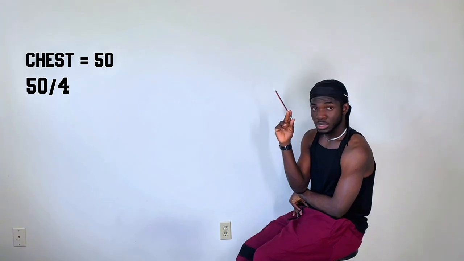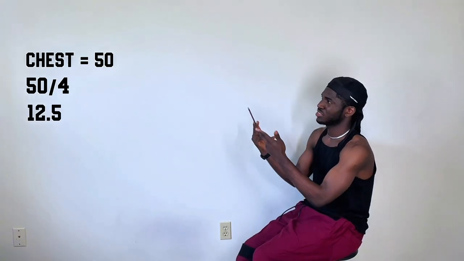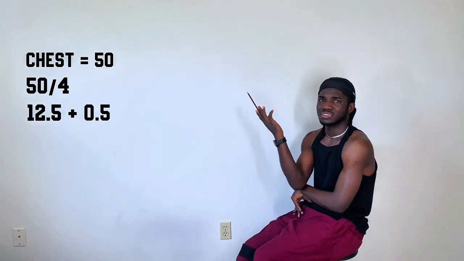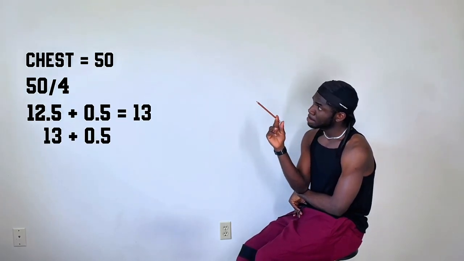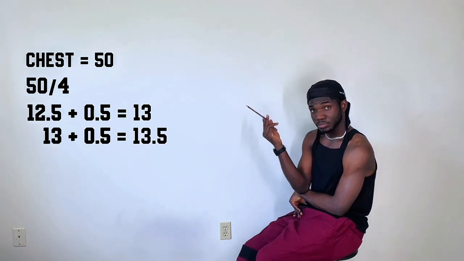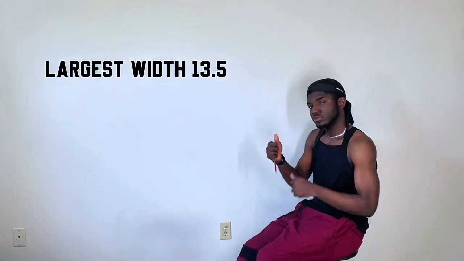50 divided by 4 is 12.5. 12.5 plus half inch, which is going to be for my joining allowance, makes it 13. 13 plus half inch, which is going to be for my zip allowance, makes it 13.5. And that's how I got my largest width I'm going to be cutting with.